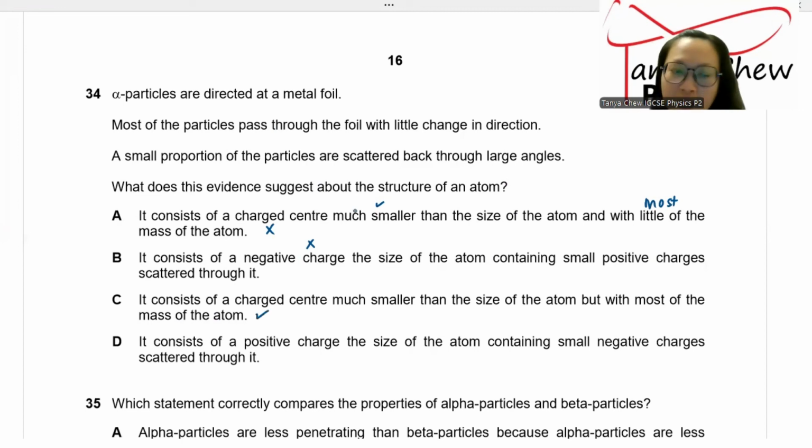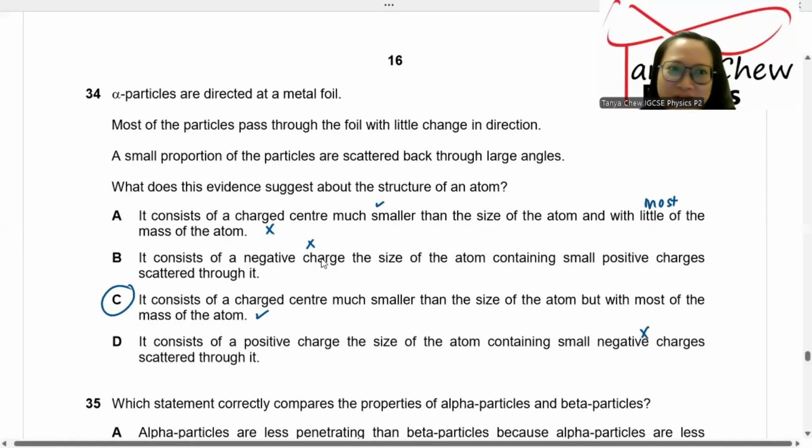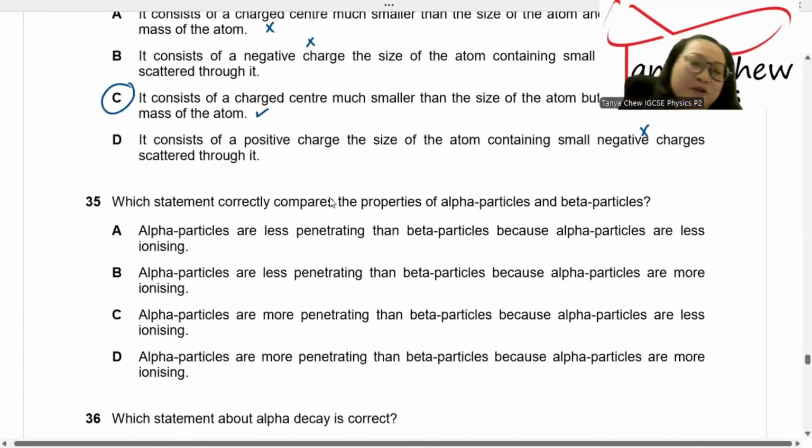It sounds correct. Let us look at D. It consists of a positive charge the size of the atom containing small negative charges. No, there are no small negative charges scattered through it. C is the answer. Number 35, which statement correctly compares the properties of alpha particles and beta particles?